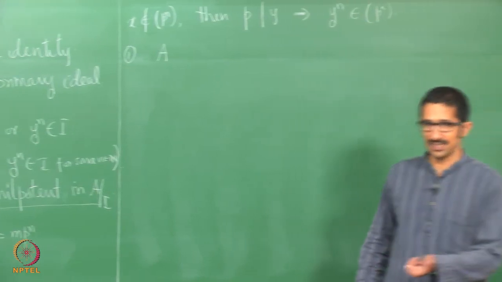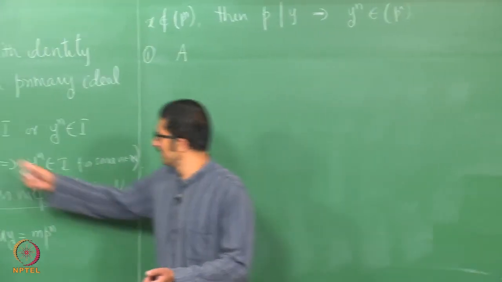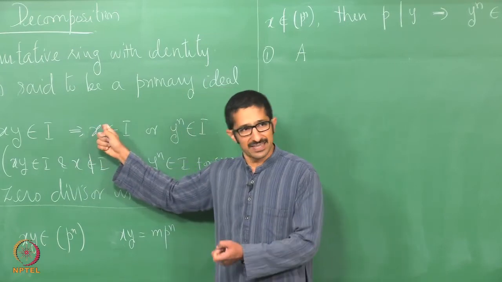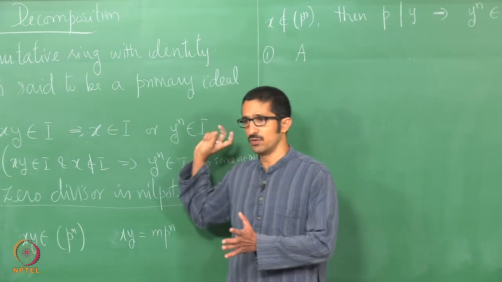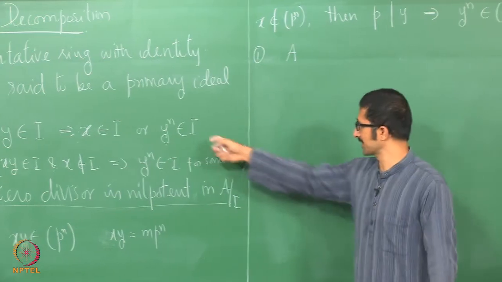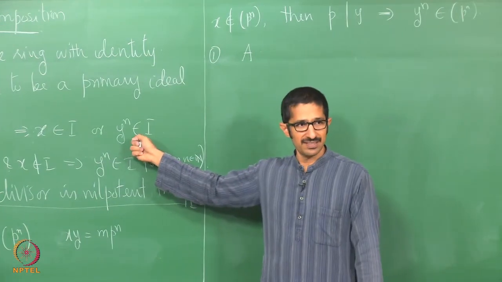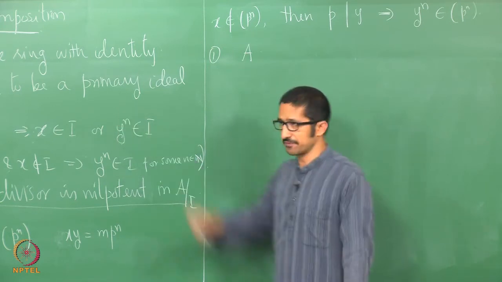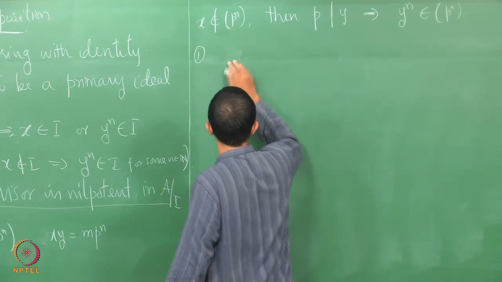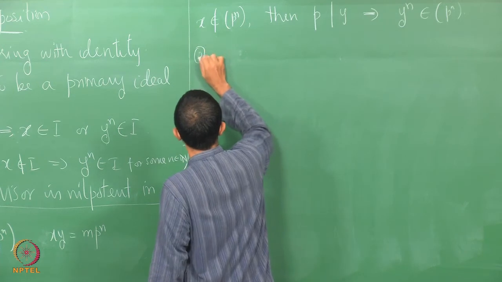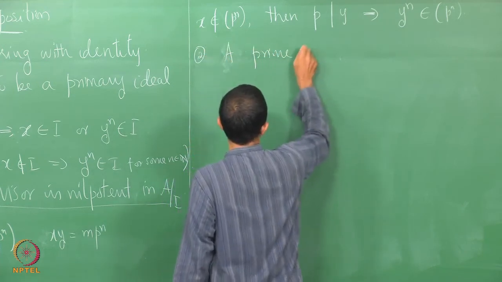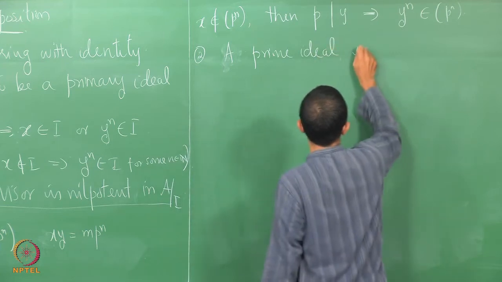For any prime ideal I, if xy is in I, that will imply either x is in I or y is in I. So therefore this is true with n equal to 1. So therefore every prime ideal is primary.